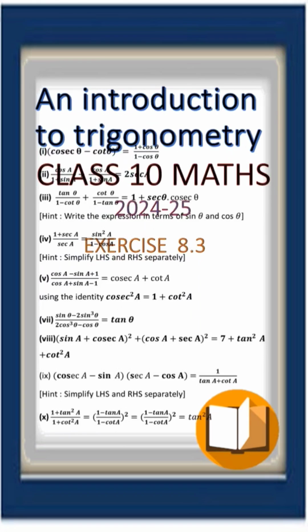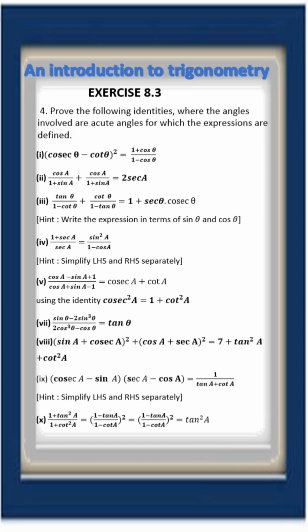In this video, let us solve question number 4 of exercise 8.3, which is taken from the chapter An Introduction to Trigonometry. The question is, prove the following identities where the angles involved are acute angles for which the expressions are defined. There are 10 expressions. We have to prove LHS is equal to RHS, like that.